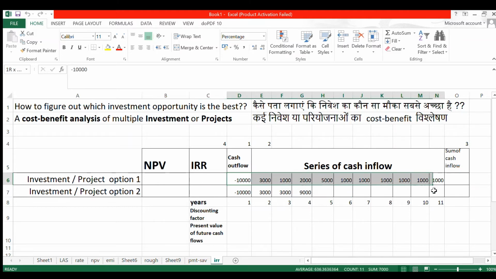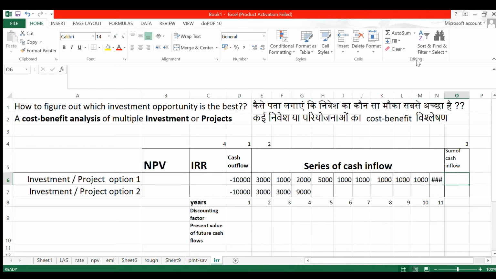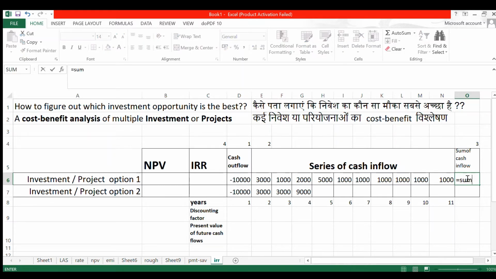Now let us check the total cash from each of these project options. We are using the sum function. In SUM, we give as input all the cash inflows. We can see we have given all the cash inflows except the cash outflow. Close the bracket and press enter. Then we will get the total cash inflow of project option 1. It is rupees 17,000.